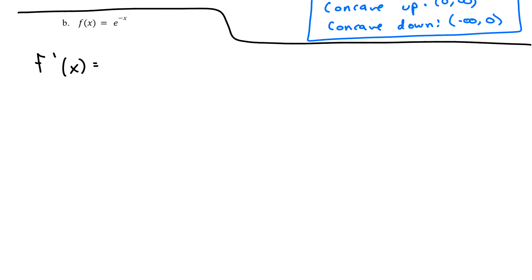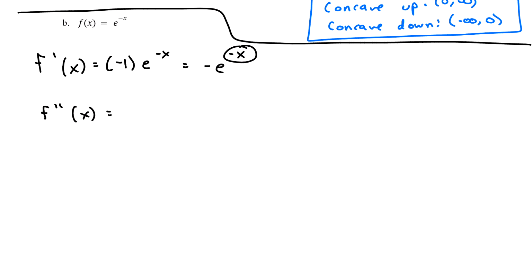In this case, we're going to have to use our chain rule. So here we multiply by the derivative of our power, which would be -1 times e to the negative x, or negative e to the negative x power. There's my first derivative. For my second derivative, we'll just take the derivative one more time.